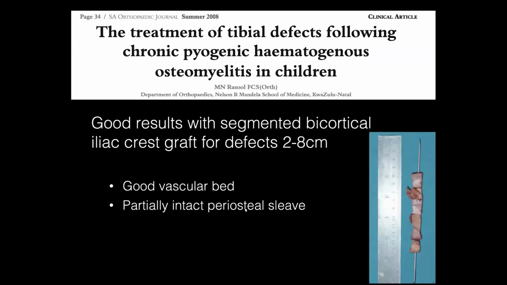So for conventional techniques, this was done just down the road from us in Durban. These authors showed good results with a segmental bicortical iliac crest graft for defects up to 8 centimeters. And you can see that it looks like a kebab there, iliac crest squared and threaded through with a K-wire. This, however, is only when there's a good vascular bed and at least a partially intact periosteal sleeve.